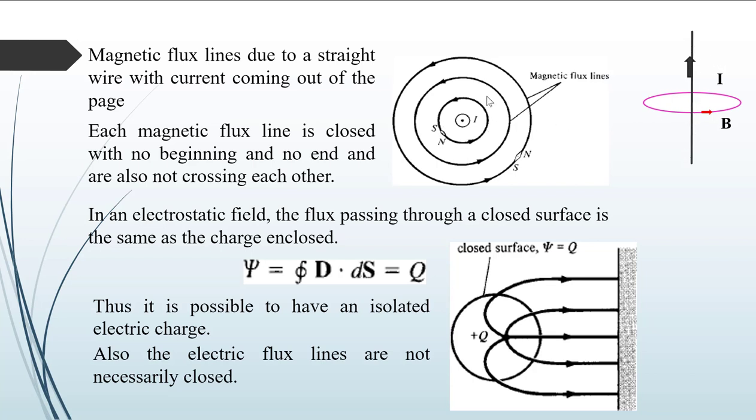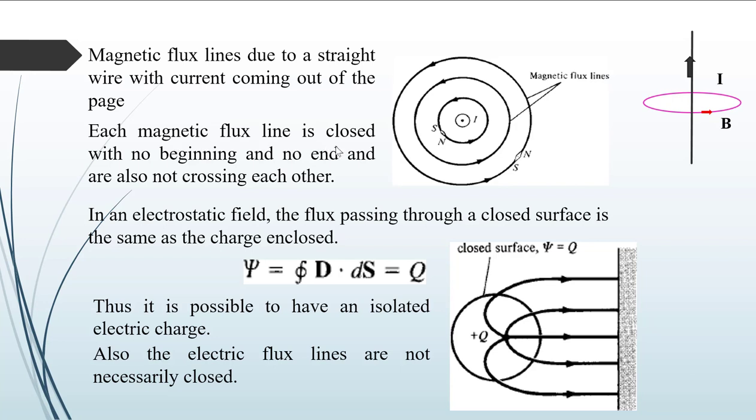Now in this figure, the current is coming out of the paper. This same figure is considered from the top view. So the current is coming out of the paper, and the flux density lines are in anti-clockwise direction. If the current is going inside the paper, then the flux density lines are in clockwise direction.